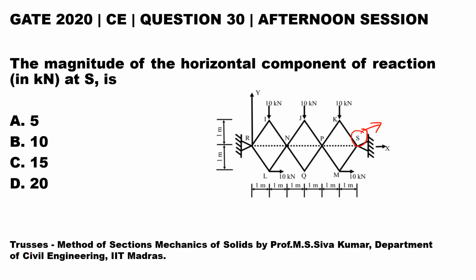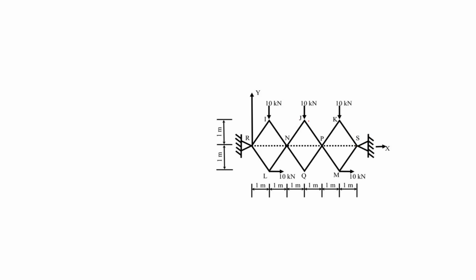The reference to solve this question can be found in the lecture Trusses, Method of Section in the course of Mechanics of Solids by Professor M.S. Shivakumar, Department of Civil Engineering, IIT Madras. So to solve this question, first let us consider this joint J. If you see, this distance is 1 meter and this distance is also 1 meter. So these two angles will be 45 degrees each.